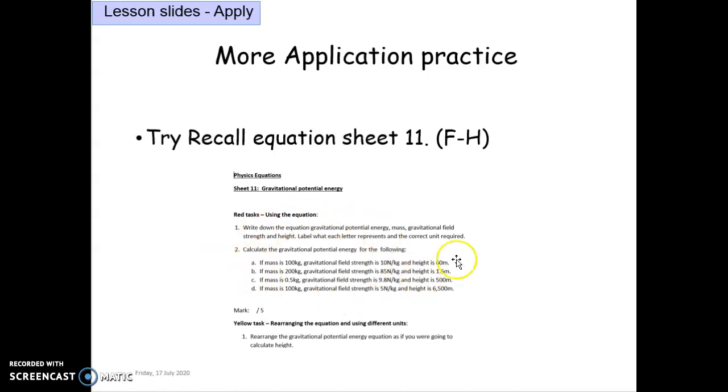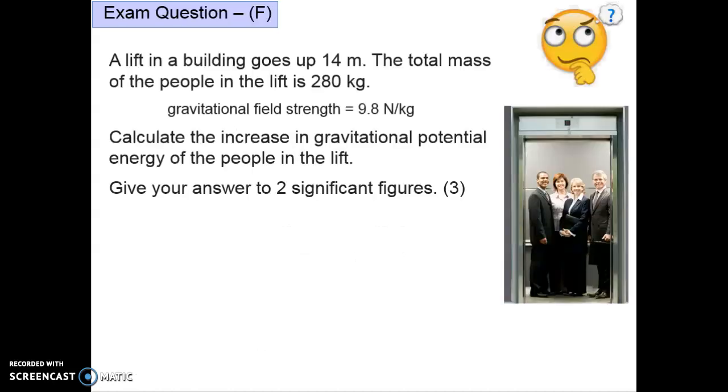So they start off easy, writing down the question, and then you've got some straightforward calculations to try, and then you have to rearrange the equation, and there might be different units to throw you off in there. So if I was you, I'd play the rest of the video, and then I would go back and do those calculation sheets towards the end.